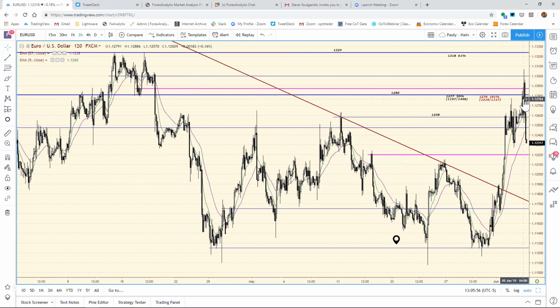But the reason the euro was able to go so much stronger is because we really had the shorts' feet to the fire. They weren't being let out of jail. So these stops were going to be pushed, and they were going to push them for all they were worth. And now we're seeing a decent little pullback.